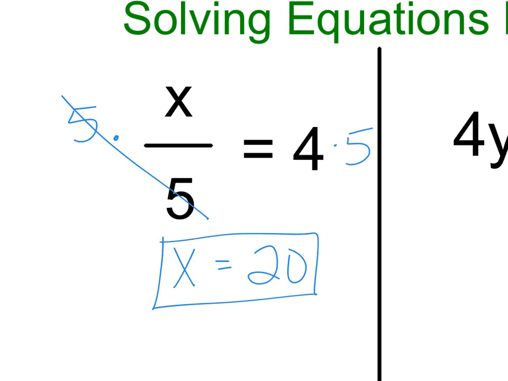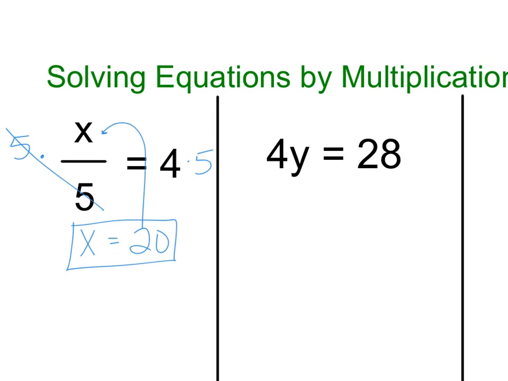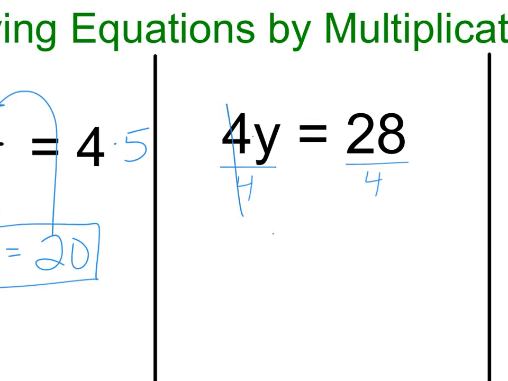4 times 5 is 20. Done. Again, you could check that quick. 20 divided by 5 equals 4. Right? And then same thing with the division. This is 4, remember, times y. So if I'm trying to get rid of multiplication, I would need to divide to get rid of that 4. Y is alone then, and 28 divided by 4 is just 7.